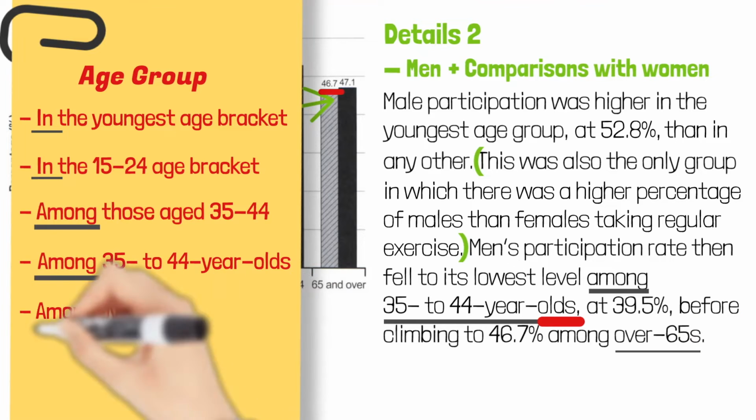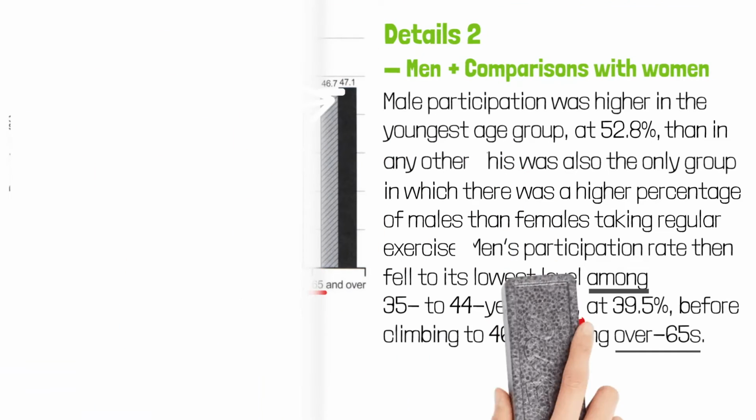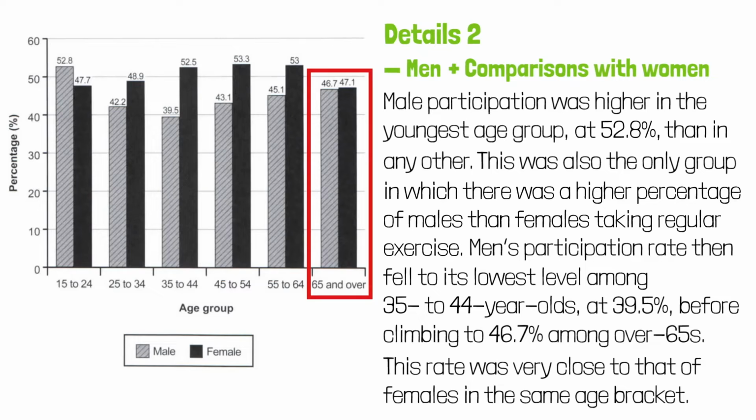And the over 65s is another expression we can use to vary our language. I asked several native speakers. They all said that this phrase includes those who are 65 years old. Finally, I will add this sentence to compare men and women in the oldest age group because their numbers are almost the same. This rate was very close to that of females in the same age bracket. This paragraph is also done.